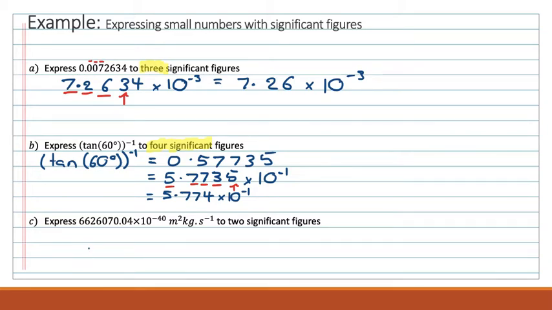Now, final question. Express, wow, I can't even read that. Express 1, 2, 3, 4, 5, 6, 7. So 6,626,070.04 times 10 to the -40 meters squared kilograms per second to 2 significant figures. Now, this is an interesting number. Let's write it out and we'll convert it to scientific notation.